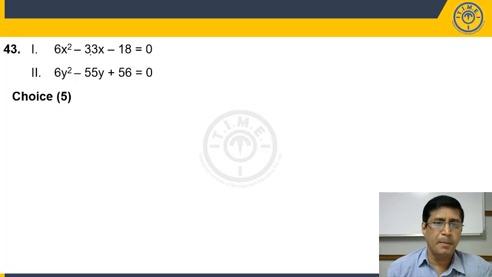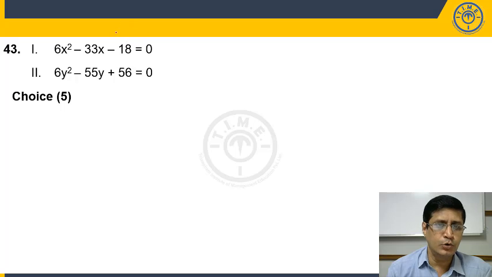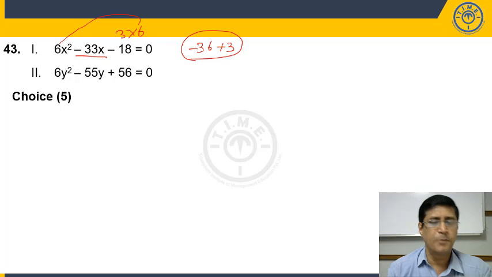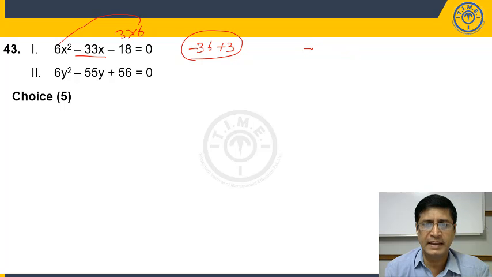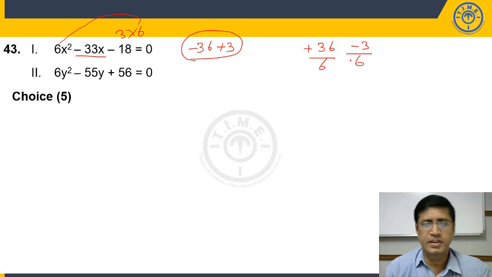6x square minus 33x minus 18 is equal to 0. Now I am expressing 18 as 3 into 6. So 6 into 6 is equal to 36. That is minus 36 and plus 3. It will give the sum as the middle term, minus 33. So what are the roots of the quadratic equation? Minus 36 will become plus 36. Minus 3 will become plus 3. What is the coefficient of x square? It is 6. So the roots are 36 by 6 and minus 3 by 6.